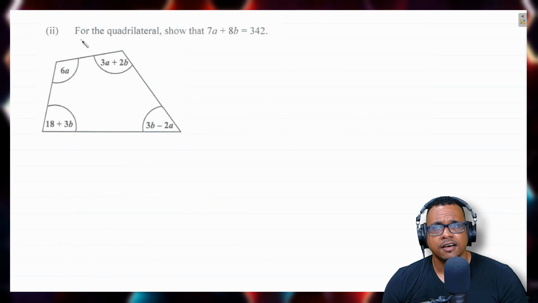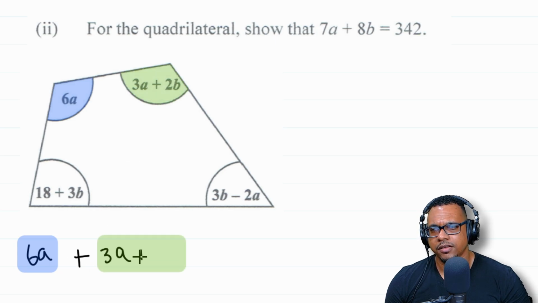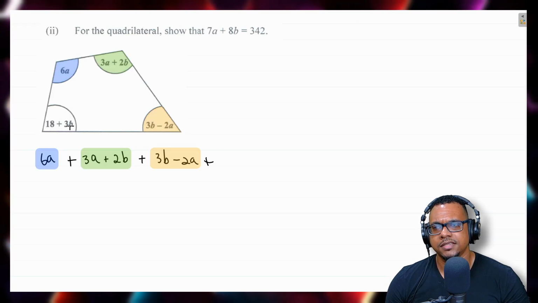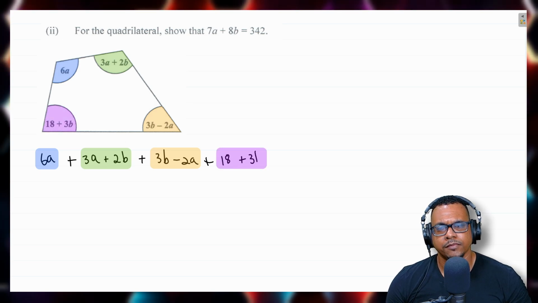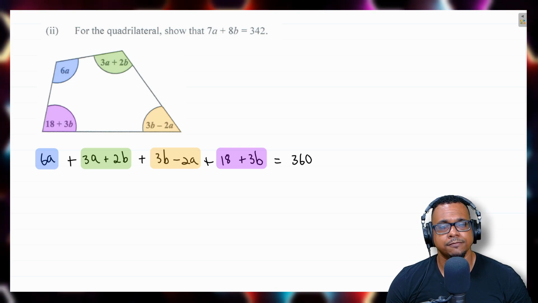Now, part 2 of the question, they have for the quadrilateral, they want to show that 7a plus 8b is equal to 342. So again, same thing. All we have is the interior angles of the quadrilateral, and we know they're supposed to add up to 360. So I'm going to write 6a plus this 3a plus 2b plus this 3b take away 2a plus this 18 plus 3b. And that's supposed to add up to 360 degrees.